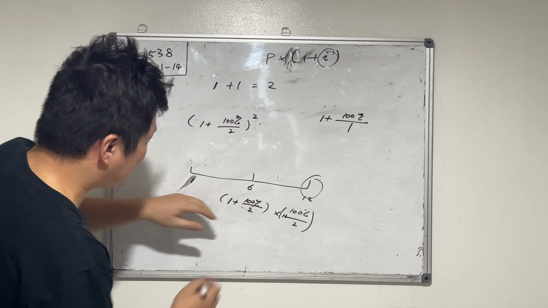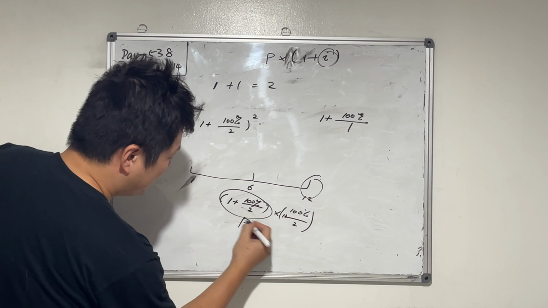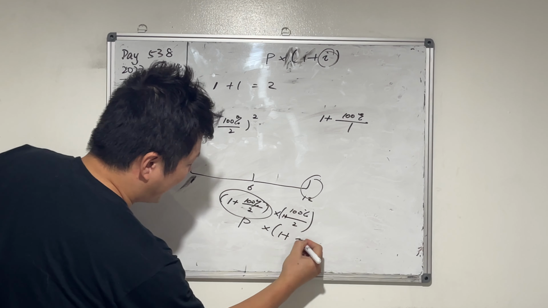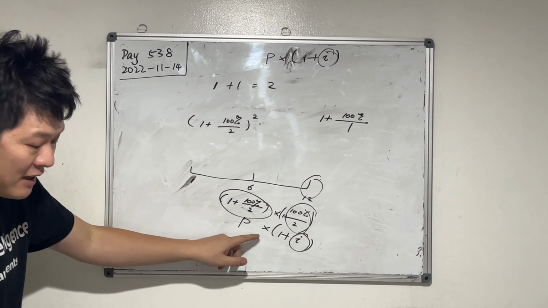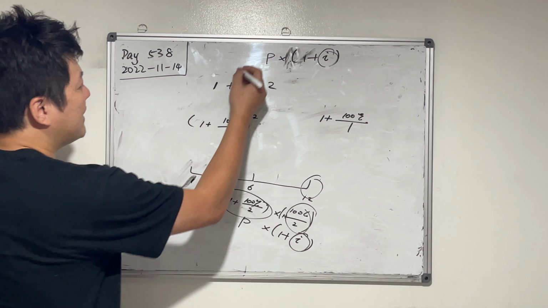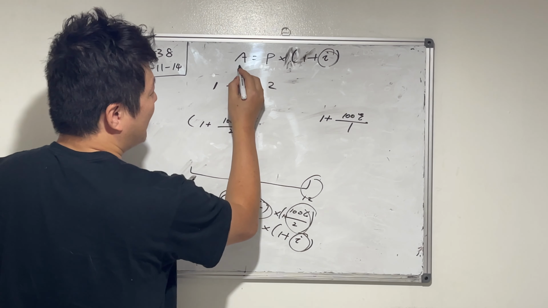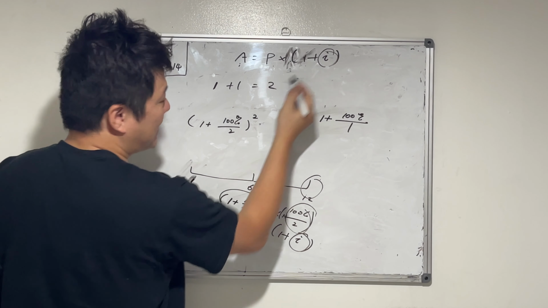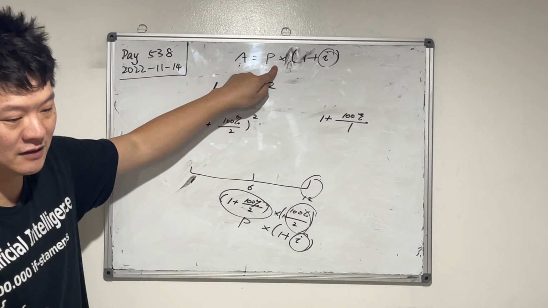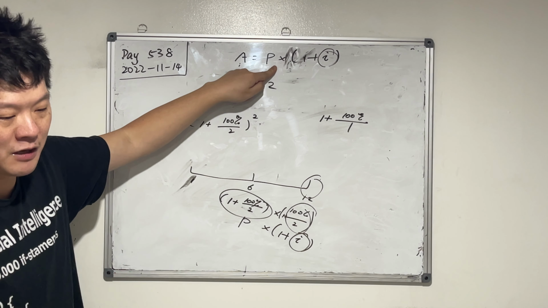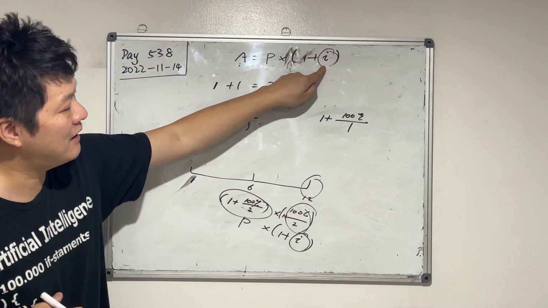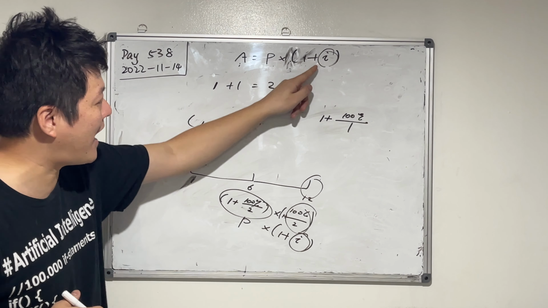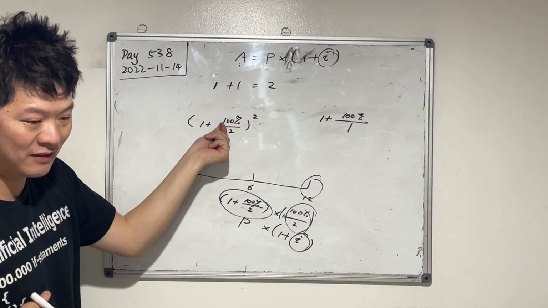So this is the P. P times 1 plus I. Amount equals P times 1 plus I. Do you understand this? P is the principal, the money you have now, the money you put in the bank. I is the interest rate. Now I equals 100%.